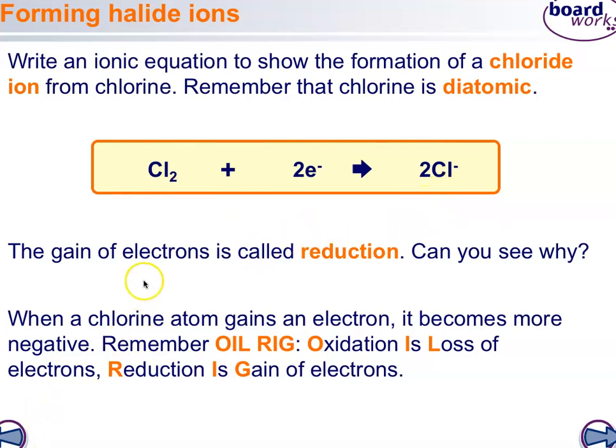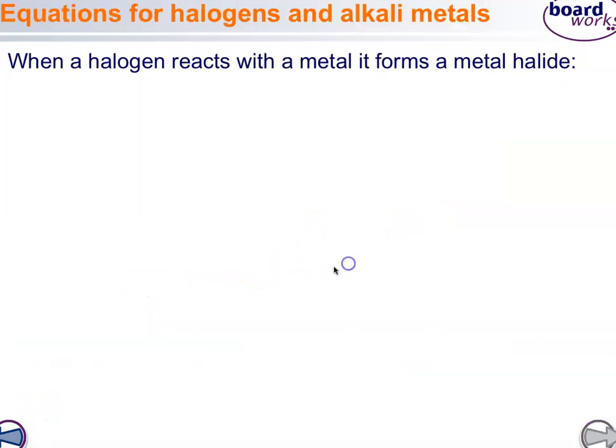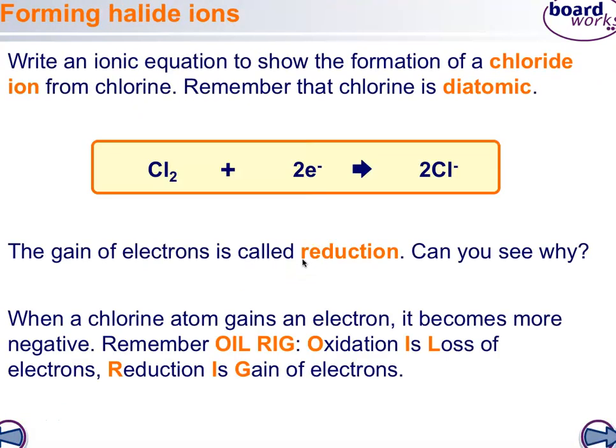The gain of electrons is called reduction. Remember, we did this with the acronym OIL RIG, which means that oxidation is loss of what? Electrons. Reduction is gain of electrons. So over here, because chlorine is gaining electrons, chlorine is being reduced to chloride ion. All right.